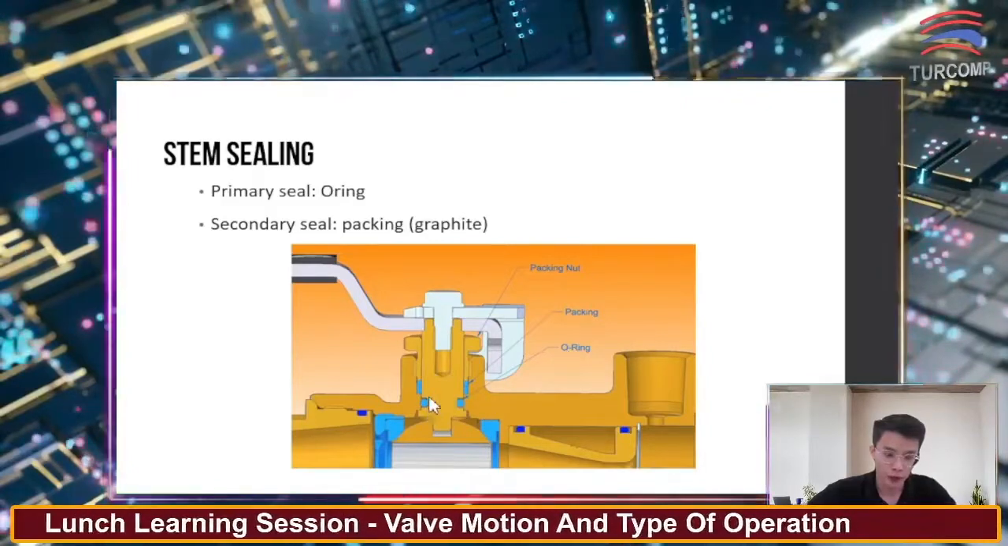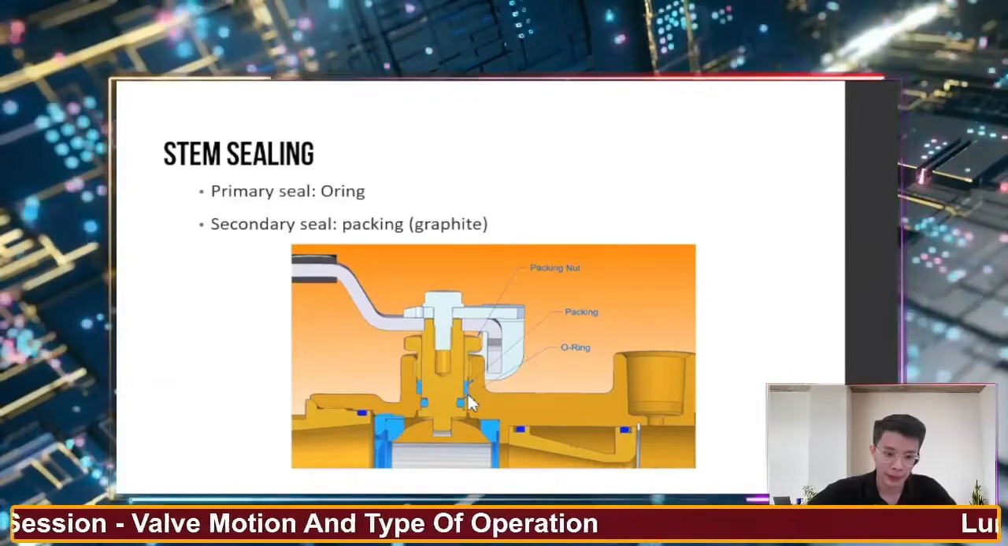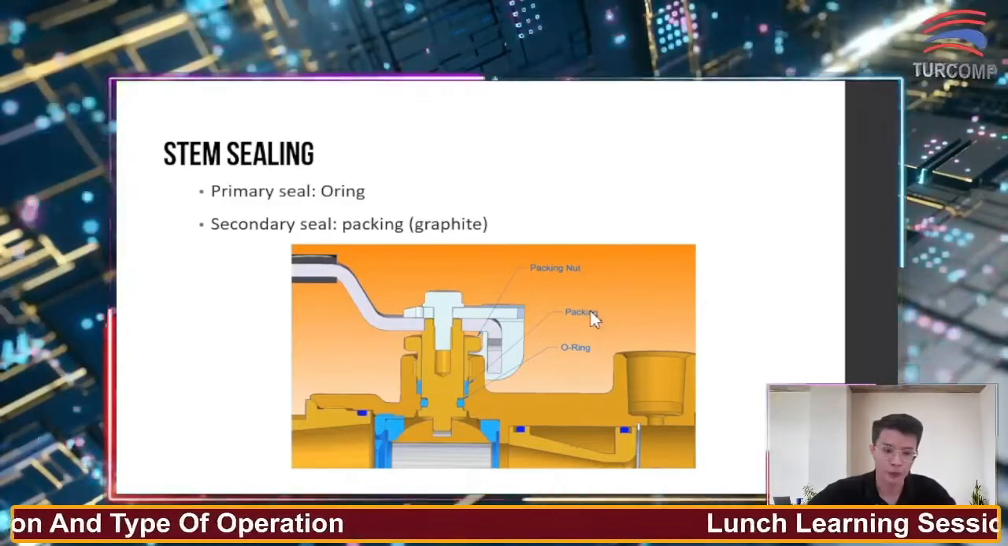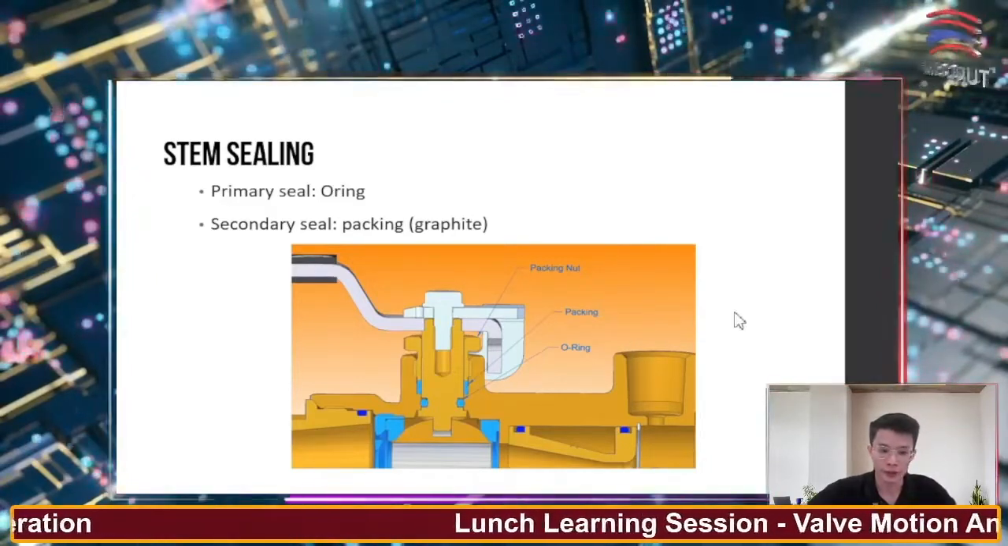So we need to have an O-ring as the primary seal to prevent it from coming out, and then the packing as the secondary seal to prevent the fluid from coming out to the environment. For the packing, normally a graphite material is used.